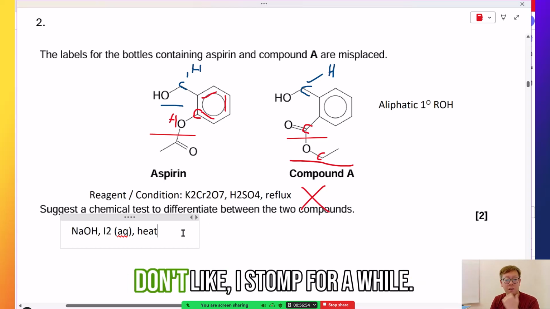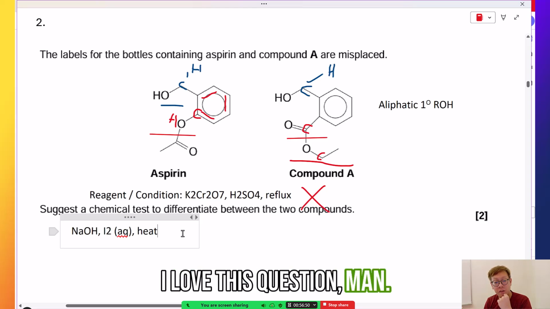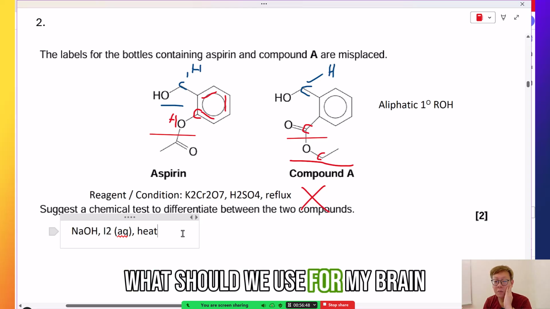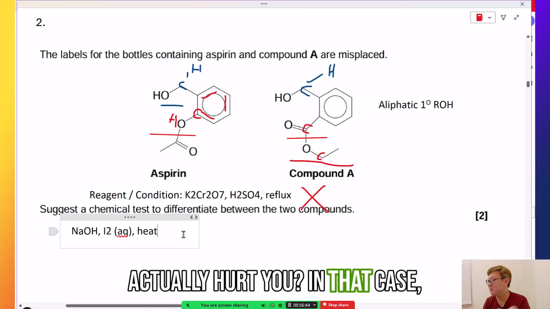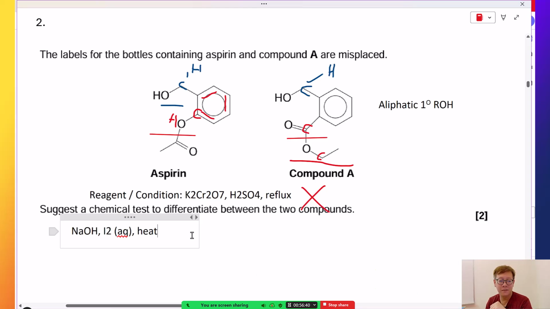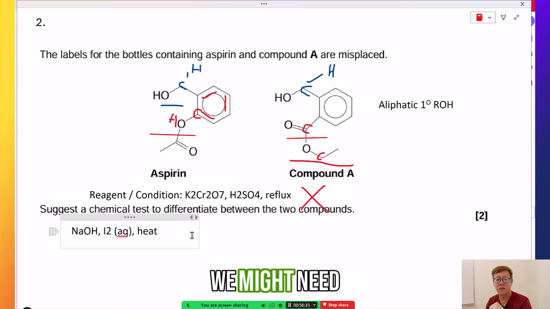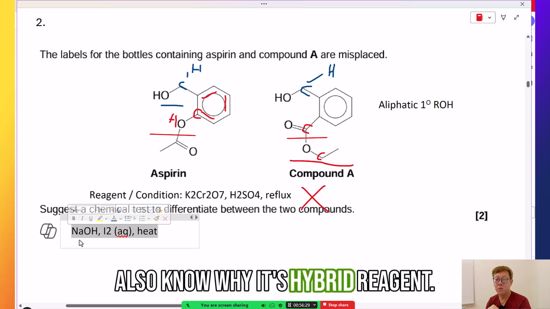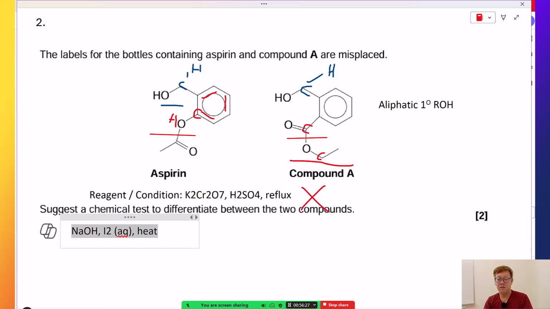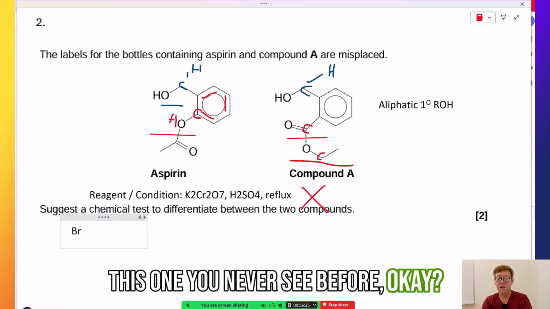Okay, wait, let me see. Wow, seldom I stun for a while. Wow, I love this question, man. Yeah, what should we use? Wow, my brain actually hurts. Yeah, but wait. In that case, I think we got no choice. We might need to use a hybrid reagent. Okay, then you all say, what is hybrid reagent? Now, this one you never see before one.